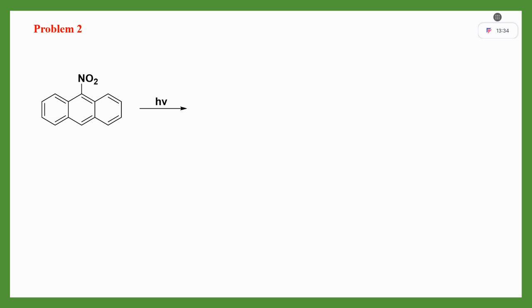Question number 2 for today's session is, when this nitroanthracene is left under sunlight or photochemical condition, what will be the fate of this? Take 1 minute and try to solve this.